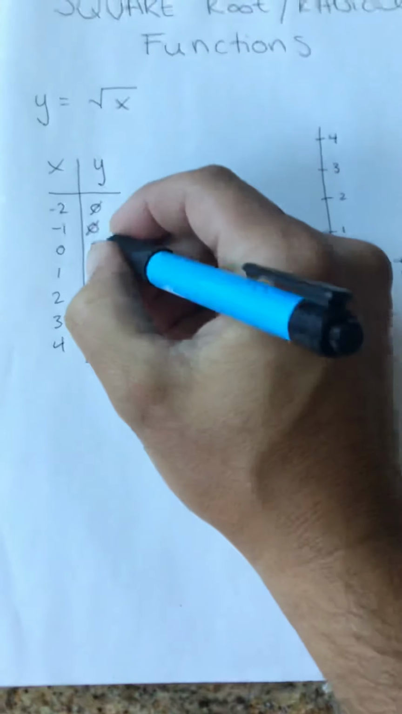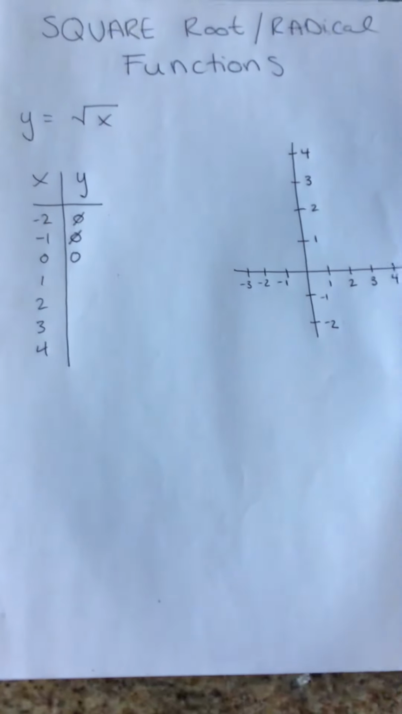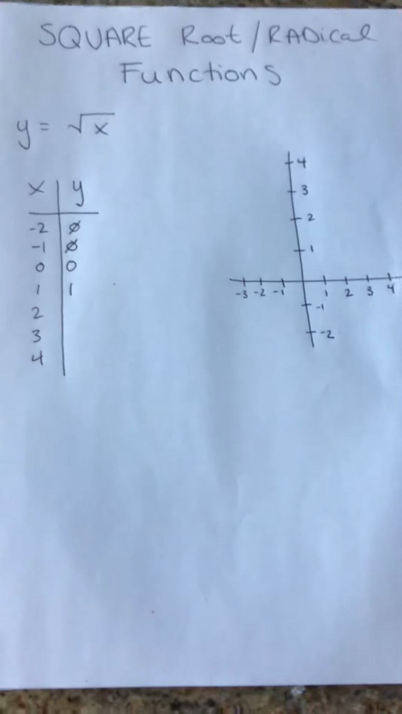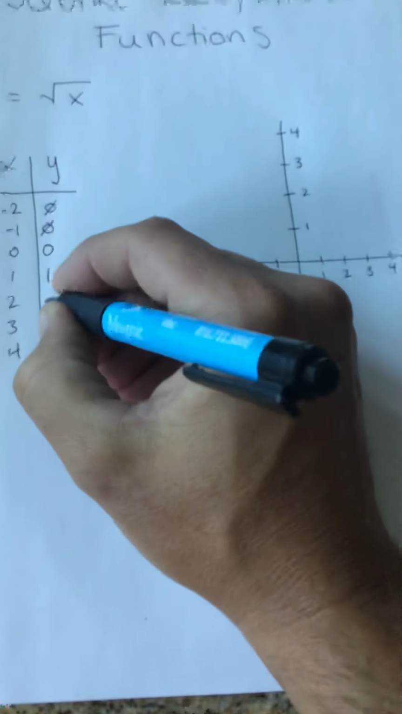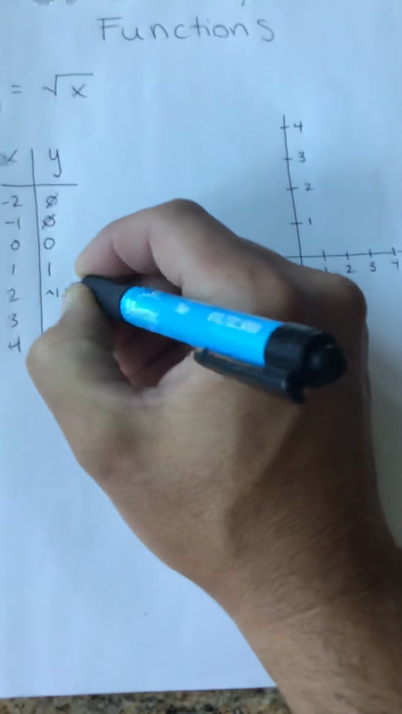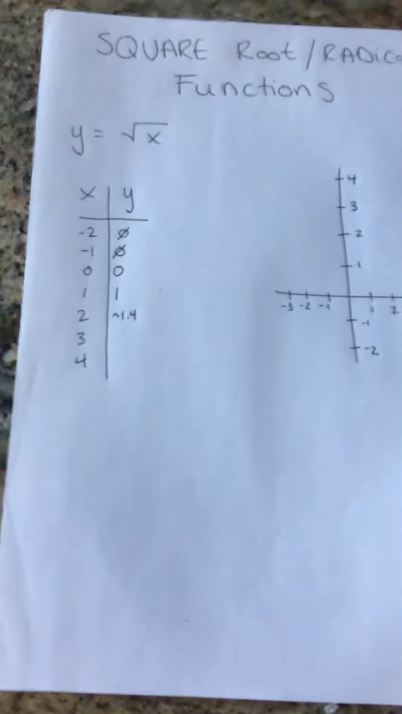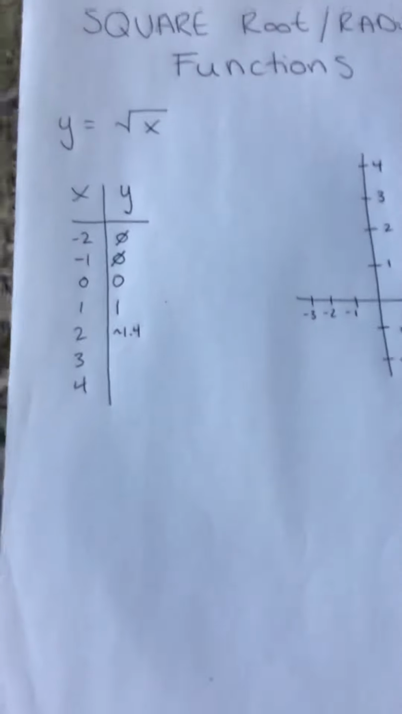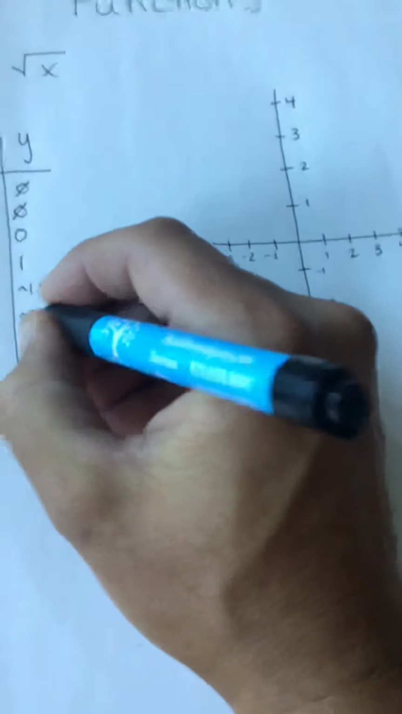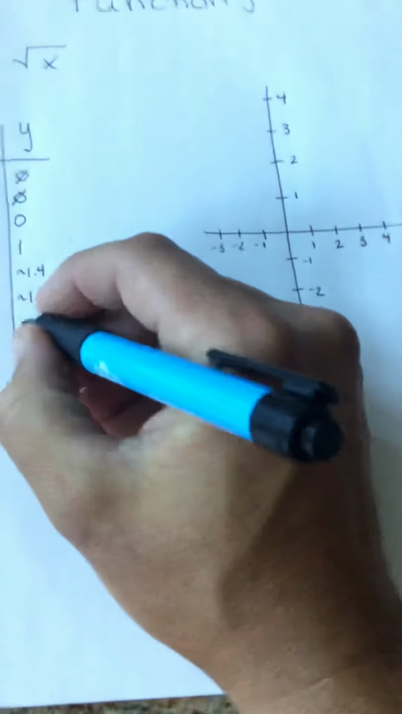The square root of 0 is 0, because 0 times 0 makes 0. The square root of 1 is 1, because 1 times 1 makes 1. The square root of 2 is approximately 1.4-ish, because the square root of 2 is what we call an irrational number, and there's not a clean number times itself that makes 2. The square root of 3 is very similar. You get approximately 1.7-ish. The square root of 4 is a nicer number. It's 2, because 2 times 2 makes 4.